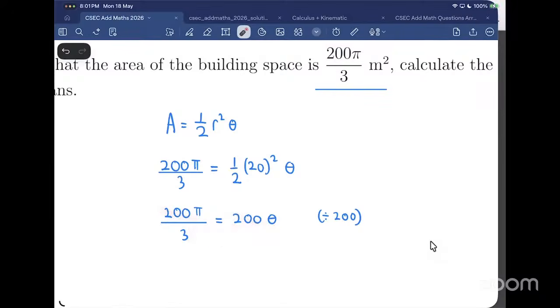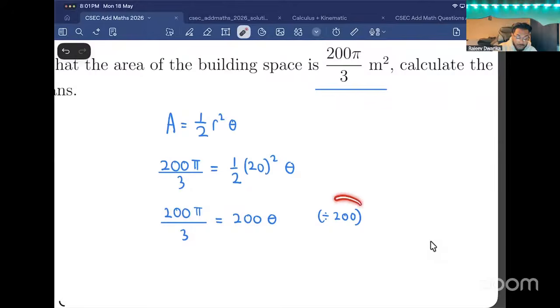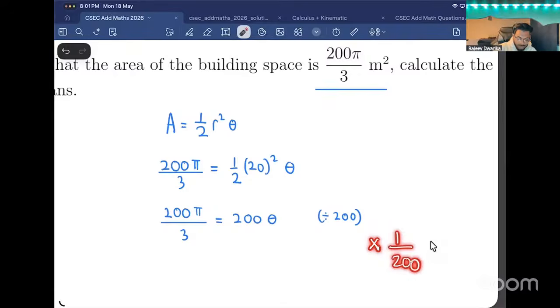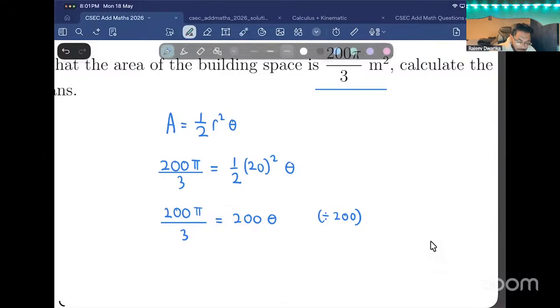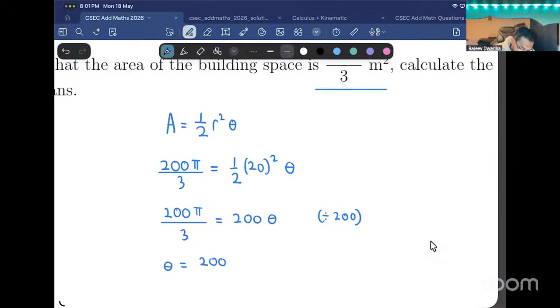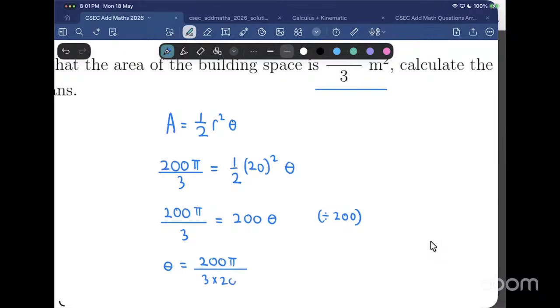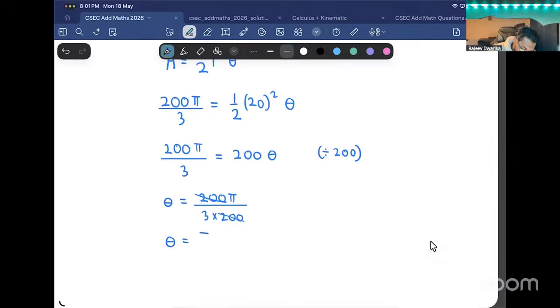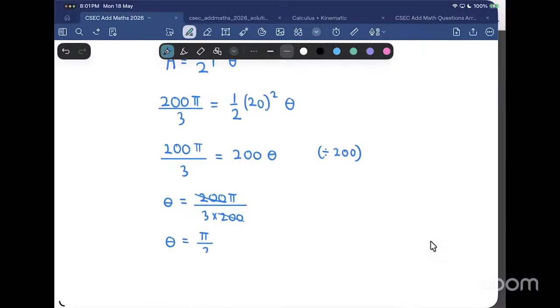Some of you guys might have been confused by what I just did. Now, we know that dividing by 200 is the same thing as multiplying by what? 1 over 200. Correct. Bam. Cancel off to leave you with what? Pi over 3. Correct. So I just showed you working here. So theta is pi over 3 radians, right?